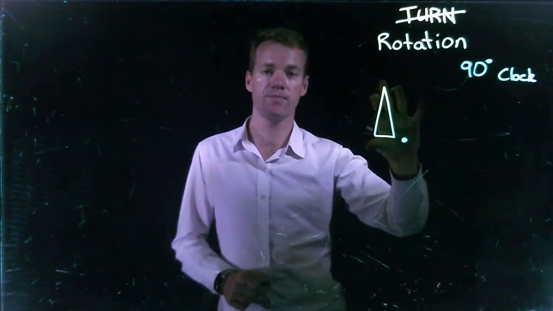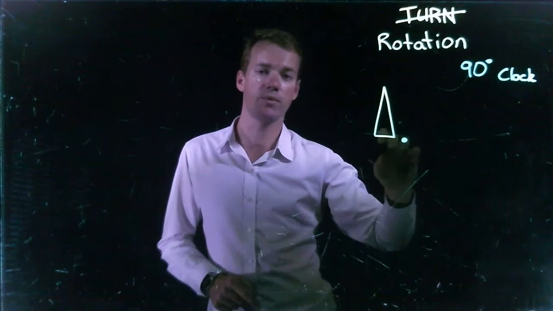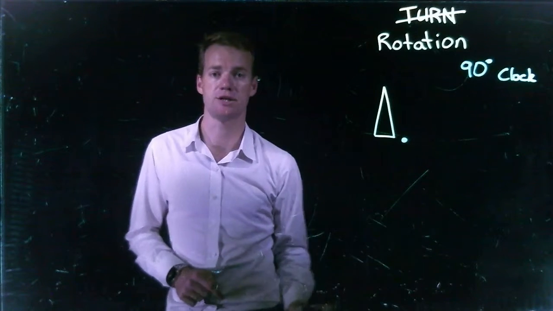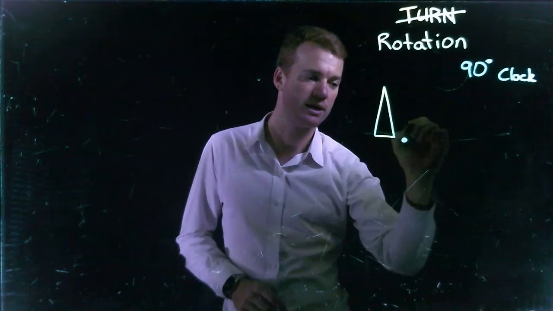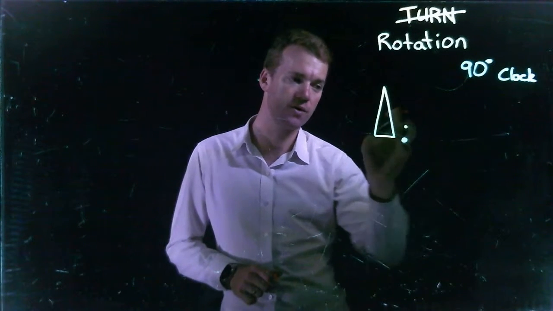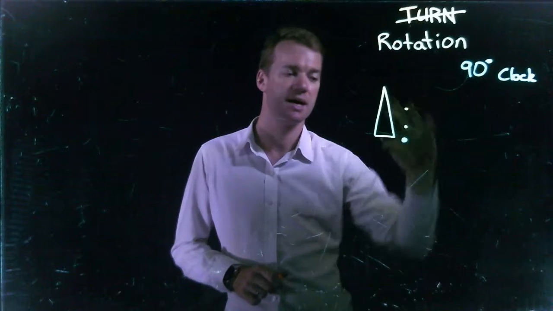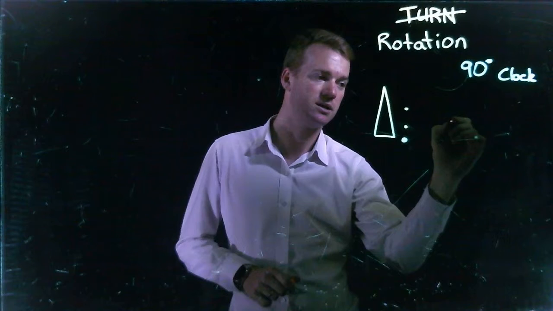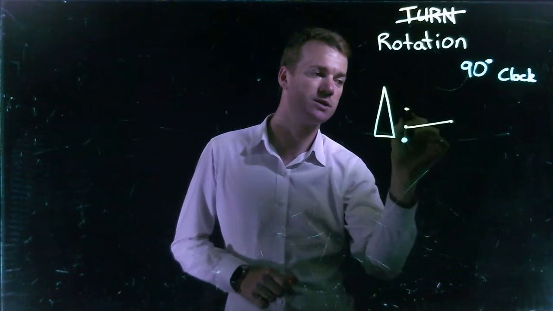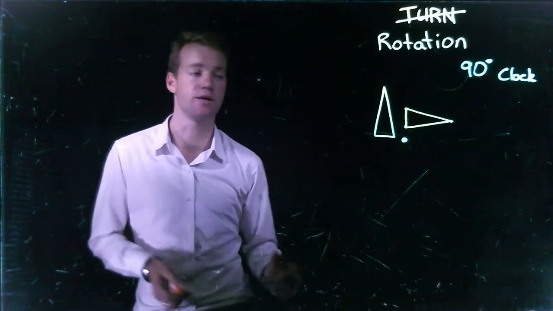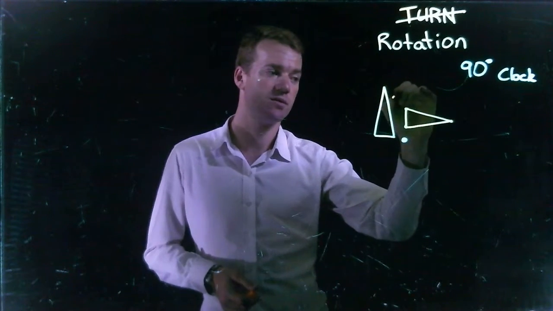So I take this shape, I'm going to find the point that I rotated around, and I'm going to turn it 90 degrees around that point. So this point would come up to here. This one would turn around and end up here. This point will turn and end up out here. So I end up turning my triangle around that point by 90 degrees. So it's turned from here around 90 degrees.